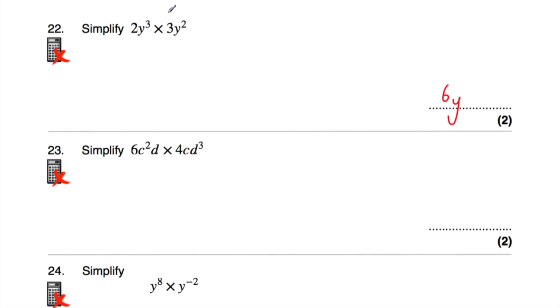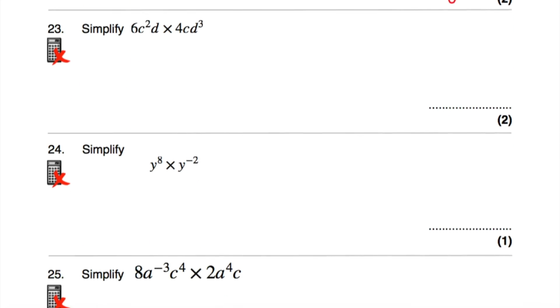That's 3 plus 2. And 3 plus 2 is equal to 5. So if we had 2y cubed multiplied by 3y squared, well, 2 times 3 is 6. And y cubed multiplied by y squared, that'll be y times y times y times y times y. That's y to the power 5. So the answer is 6y to the power 5.